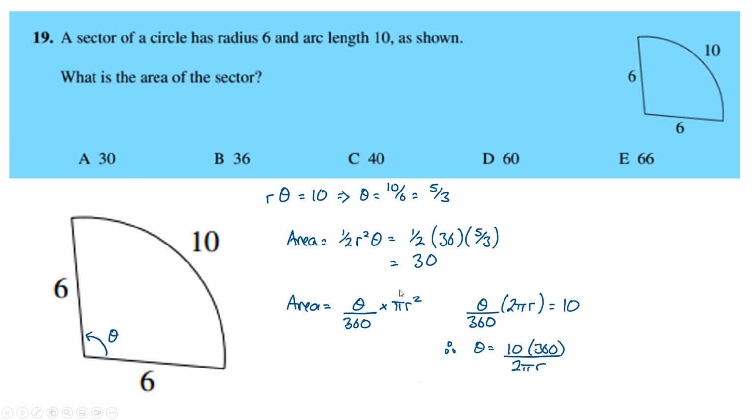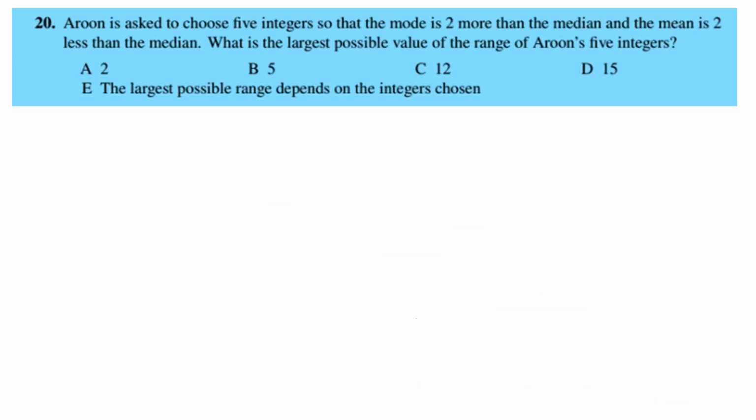Substitute that into my area equation, and thankfully, given this is a non-calculator paper, lots of things cancel out. 360s cancel, pi cancels, one of my r's cancels, down to 6, and that just leaves me with 5r, which is 5 times 6, which is 30, or answer A. Not as bad as it looks, but definitely involving a little bit of algebra. Final hard question today. I like the next one that's coming up. So next one's coming up in 3, 2, 1.